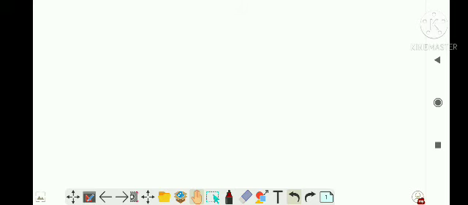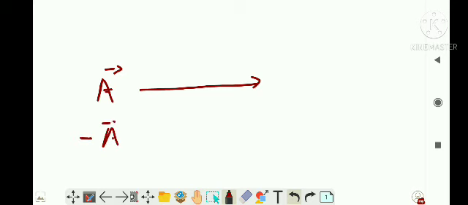If you have a vector a, you draw it like this. If you are asked to draw a minus a vector, you have to draw exactly the same length vector but in the opposite direction. This is minus a vector, this is a vector. Clear? Keep that in mind, guys.